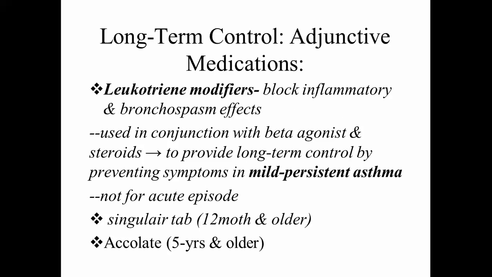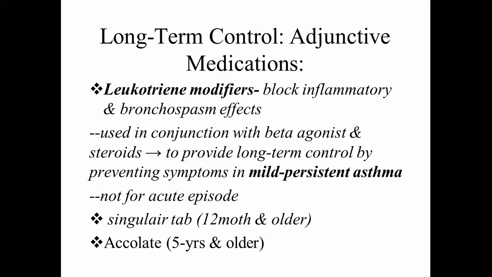Now, other medications which are long-term or adjunctive medications are used in conjunction with beta agonists and steroids, and they're given to provide long-term control by preventing the symptoms. They're usually given with mild persistent asthma. They're not for acute episodes, so they're used on a regular basis. Examples would be leukotriene modifiers. What they do is they block the inflammatory and bronchospasm effects.